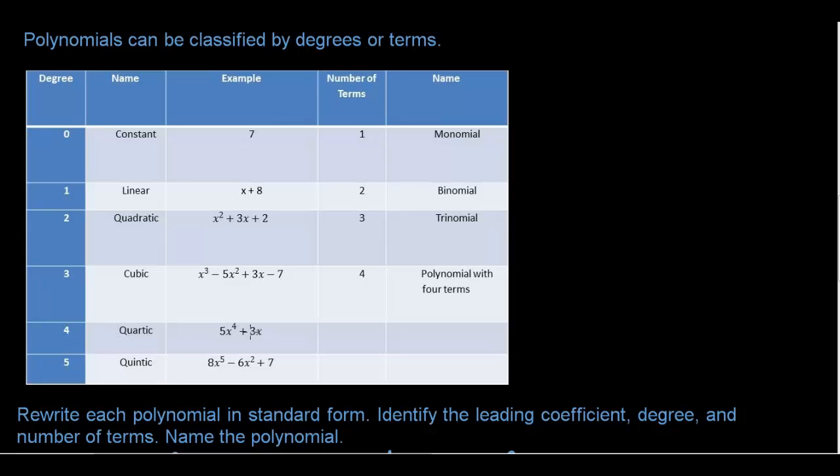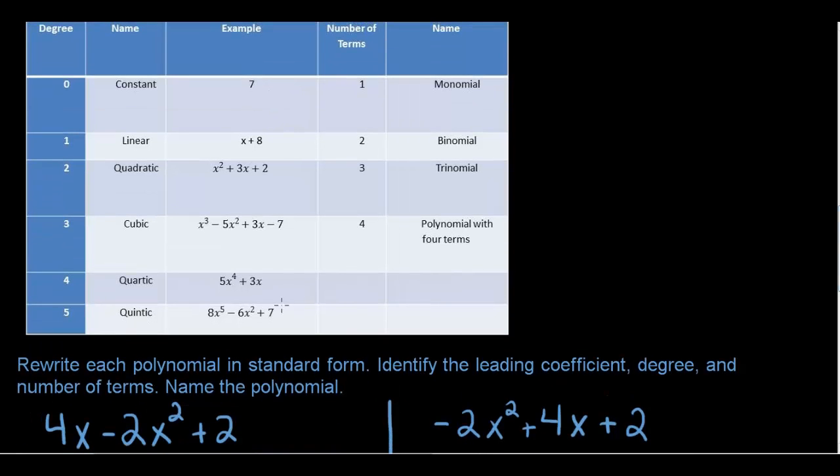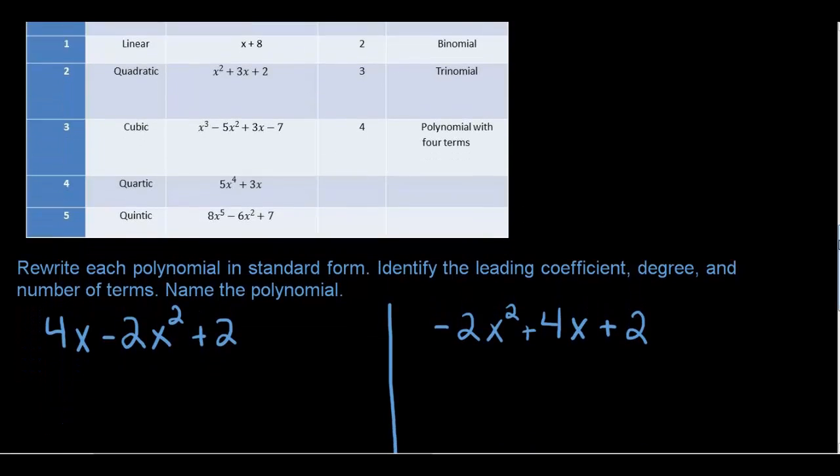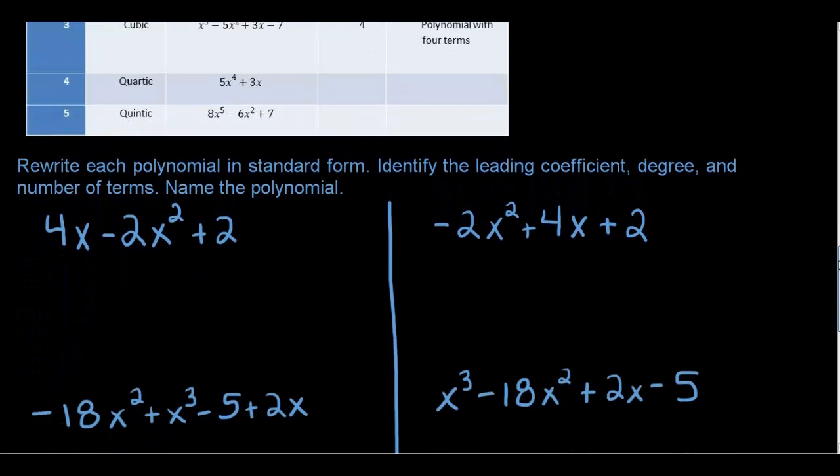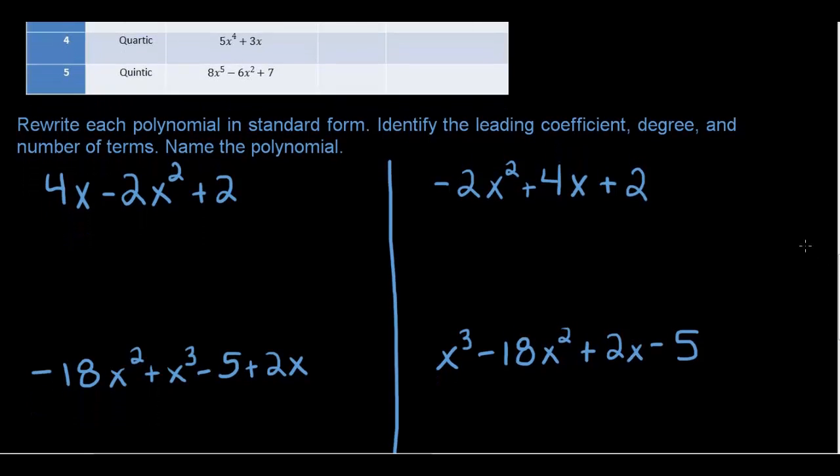This one will be a quartic binomial because it only has 2 terms. And this one will be a quintic trinomial because it has 3 terms. So let's go ahead and practice. We're going to rewrite each polynomial in standard form. We're going to identify the leading coefficient, the degree, and the number of terms. And then we're going to name the polynomial.